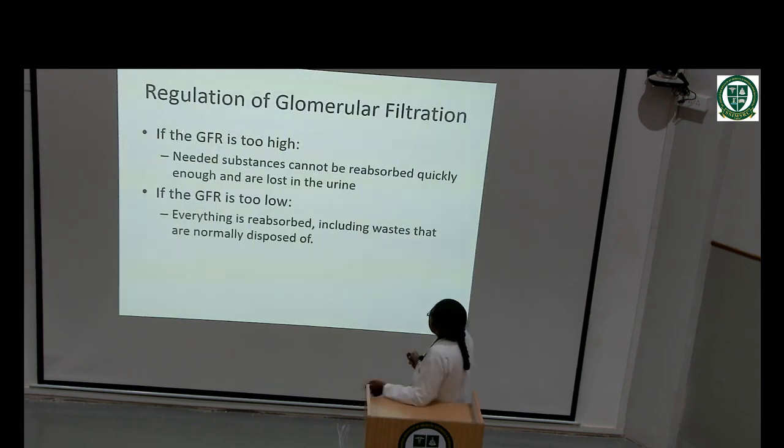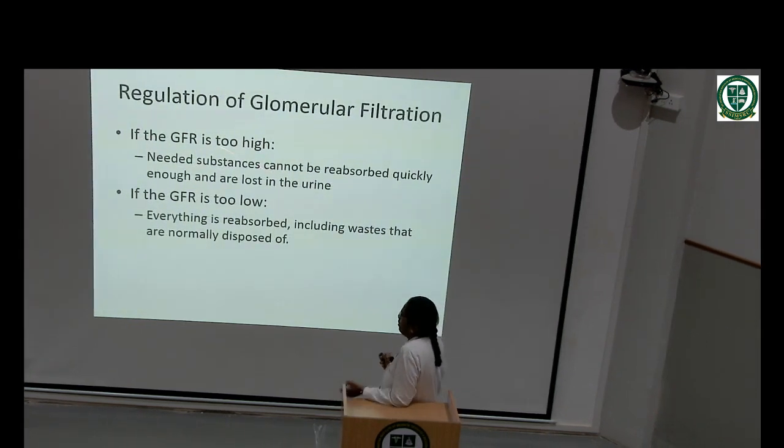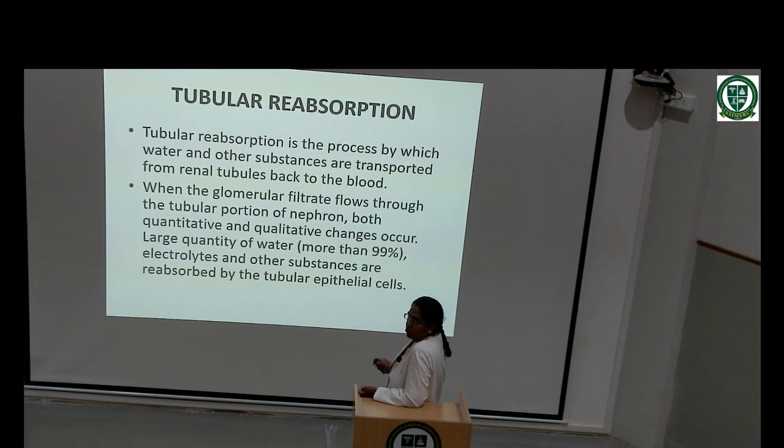If GFR is too high, needed substances cannot be reabsorbed quickly enough and are lost in the urine. If GFR is too low, everything is reabsorbed, including wastes that are normally disposed of. Coming to tubular reabsorption.